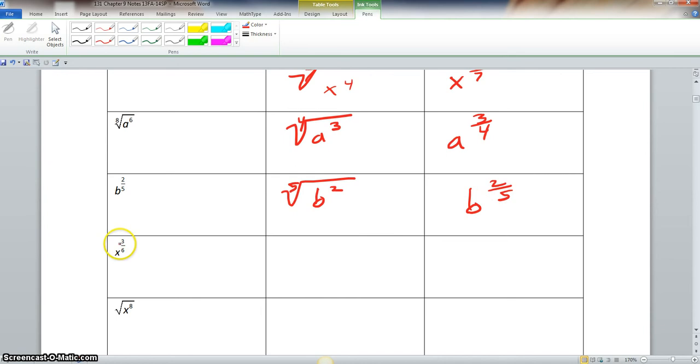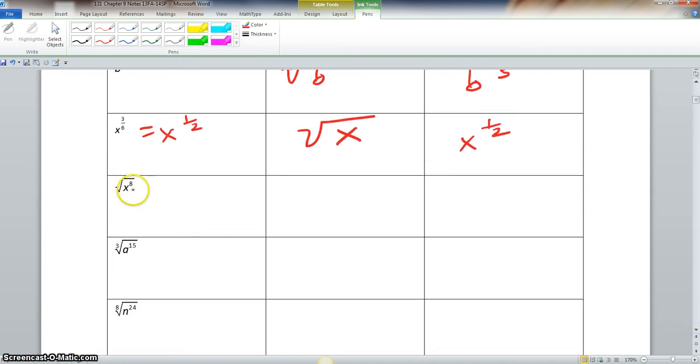Now if we look here, x to the 3/6 is the same thing as x to the 1/2, which is considered to be the square root of x. And then we know x to the 1/2 is the simplified exponent.